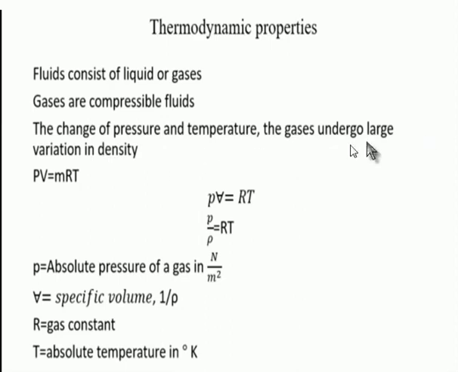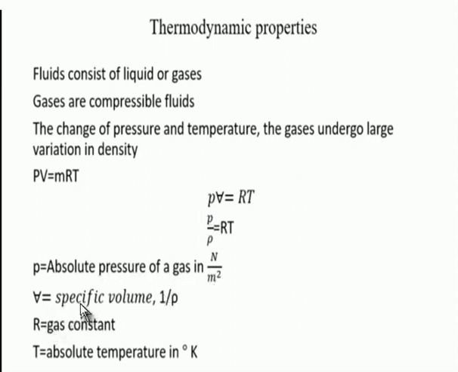In large quantities. Okay, so we know the universal gas equation, PV is equal to mRT. If you take mass equal to 1 kg, then P by rho is equal to RT, because volume is mass per density. Here P is the absolute pressure of the gas in Newton per meter square.